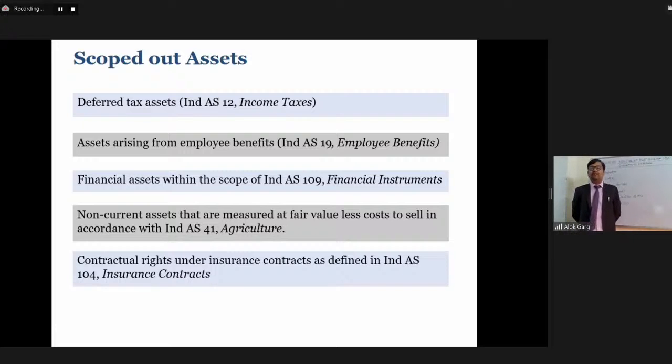In the next lecture, we will understand IND AS 41 Agriculture. Agriculture includes biological assets. So if there are non-current assets which are measured at fair value less cost to sell in accordance with IND AS 41, it is outside the purview of IND AS 105. Contractual rights under insurance contract are as per IND AS 104. So basically, these are items for which a specific standard is available, and according to that standard we measure these items, and hence 105 will not be applicable to these items.